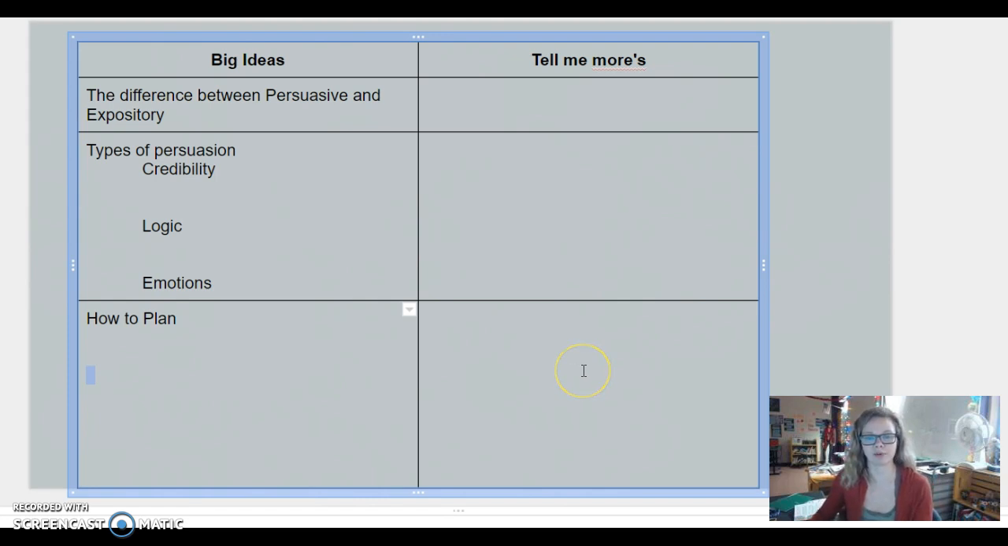Okay, hopefully your table is now set up and we can move on. I will not have this chart up the whole time, so you'll just have to add the following things on your chart in the right spot. First up is the difference between persuasive or argument opinion and expository.